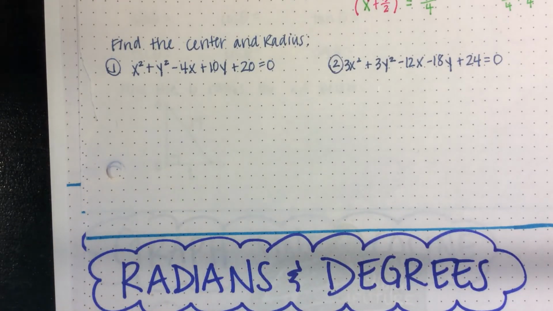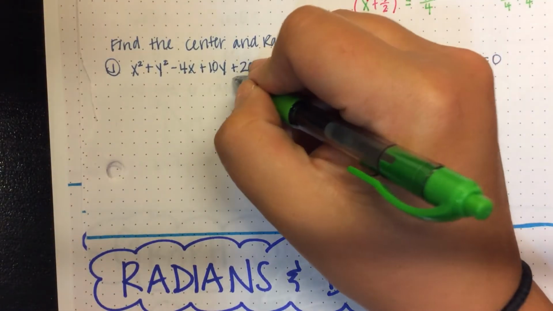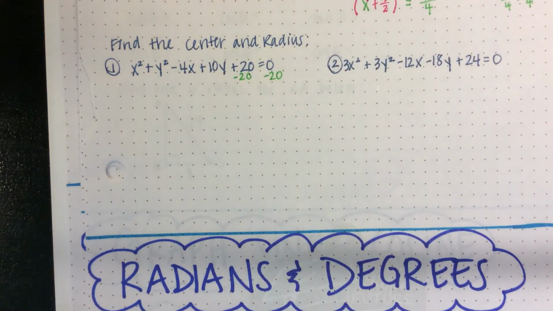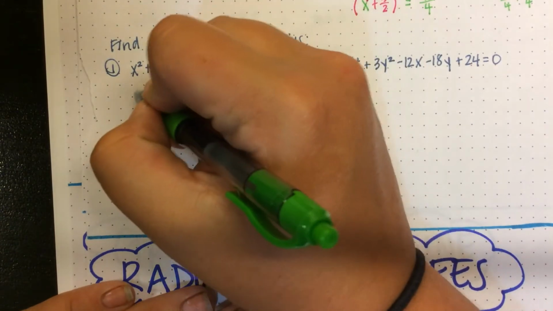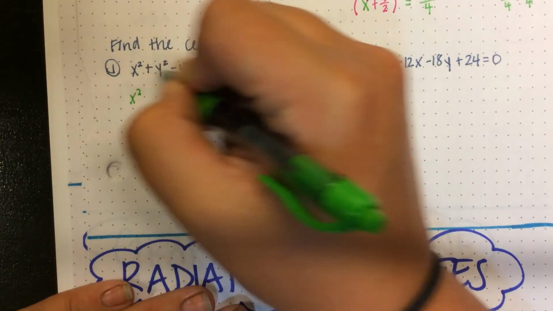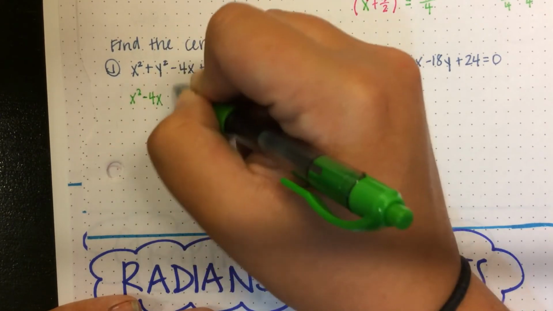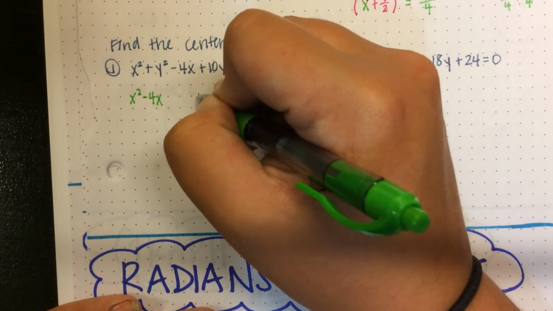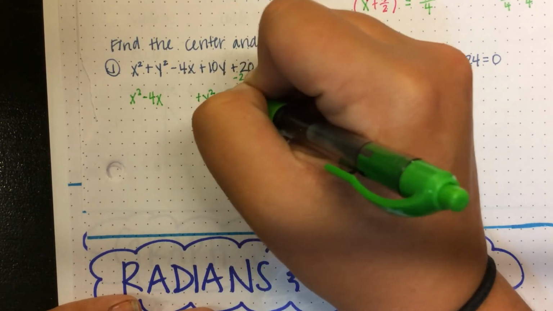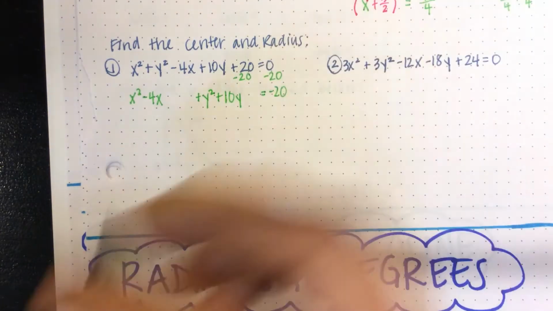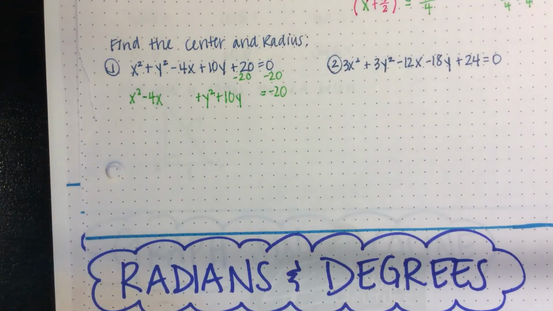All right, so to begin with, I still need all my variables on one side and my constant on the other. So I'm going to subtract 20 from both sides. And I'm going to go ahead and put my x's and my y's together. I'm going to separate them. So what I mean is I'm going to have x squared minus the 4x, leave a space. Then I'm going to have my plus y squared with the positive 10y, leave a space. And then 0 minus 20 is negative 20. Okay, we're leaving a space because I'm going to have two boxes this time.